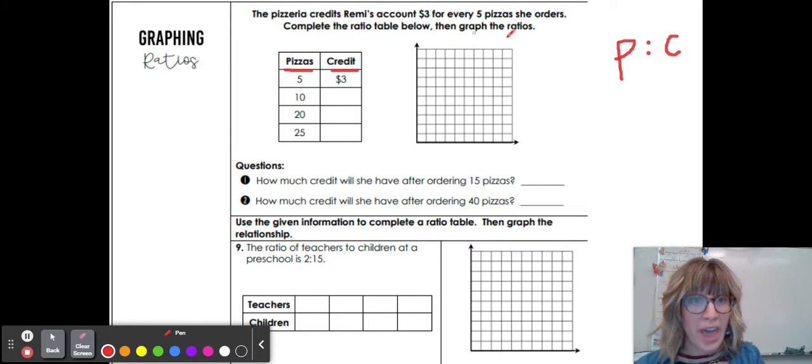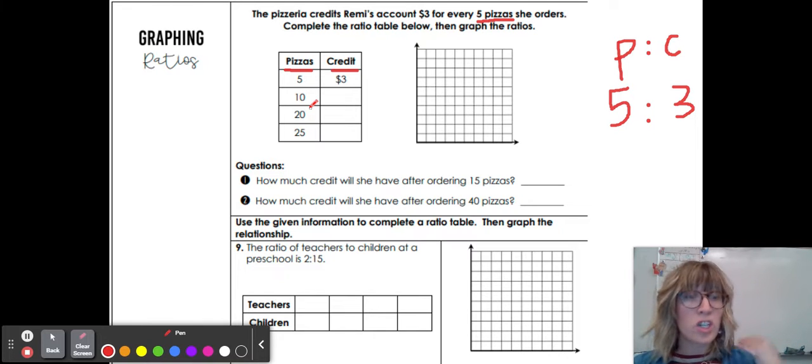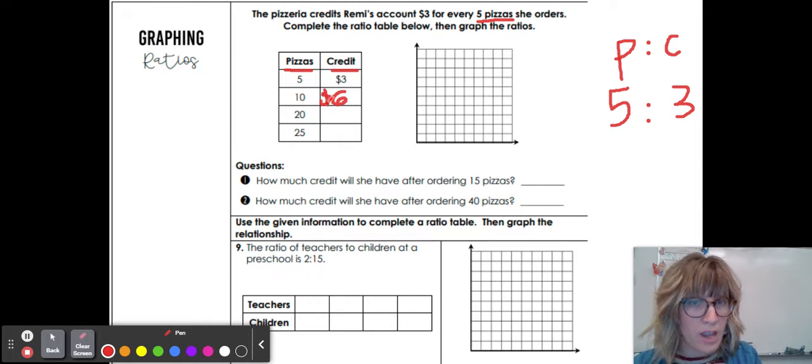Then with that, we know that it's 5 pizzas based on the given information. She gets $3 in credit. That just got transferred over here to the table, right? So we now know that we are going to use scaling, right? We can scale up or we can scale down to get us some more data. In this case, they tell us the amount of pizzas that Remy is ordering. So from 5 to 10 pizzas, that just multiplied by 2, it doubled. So the credit is also going to double. So this becomes $6.